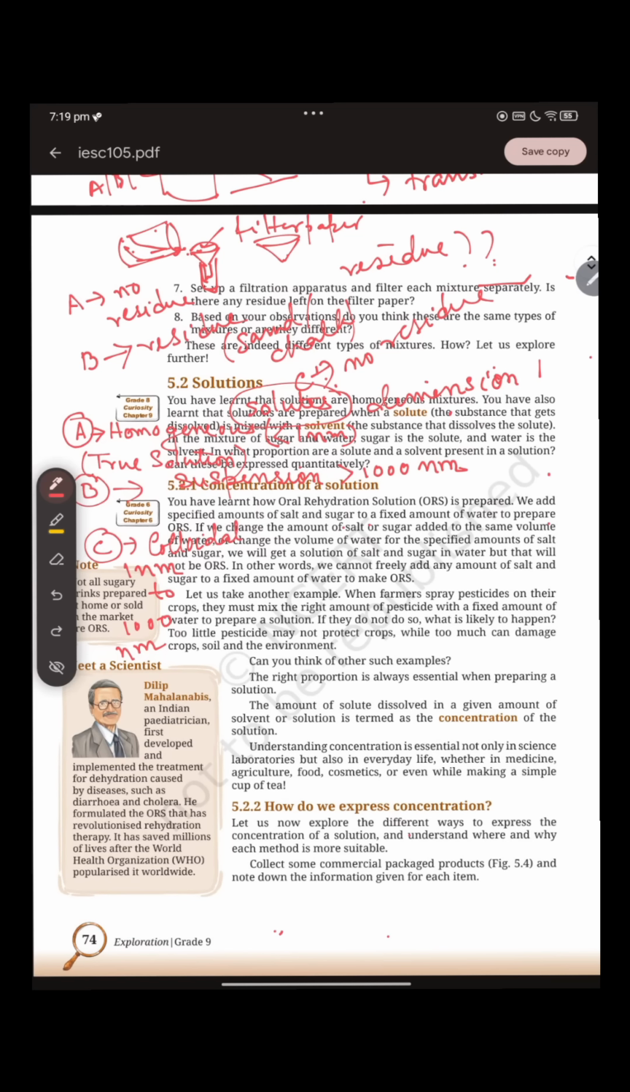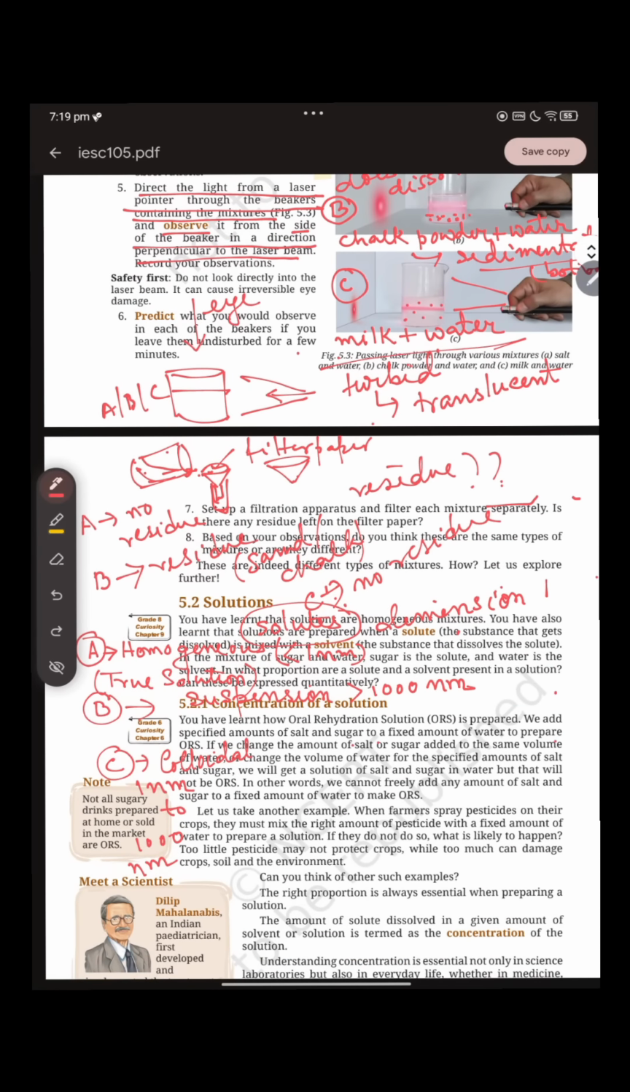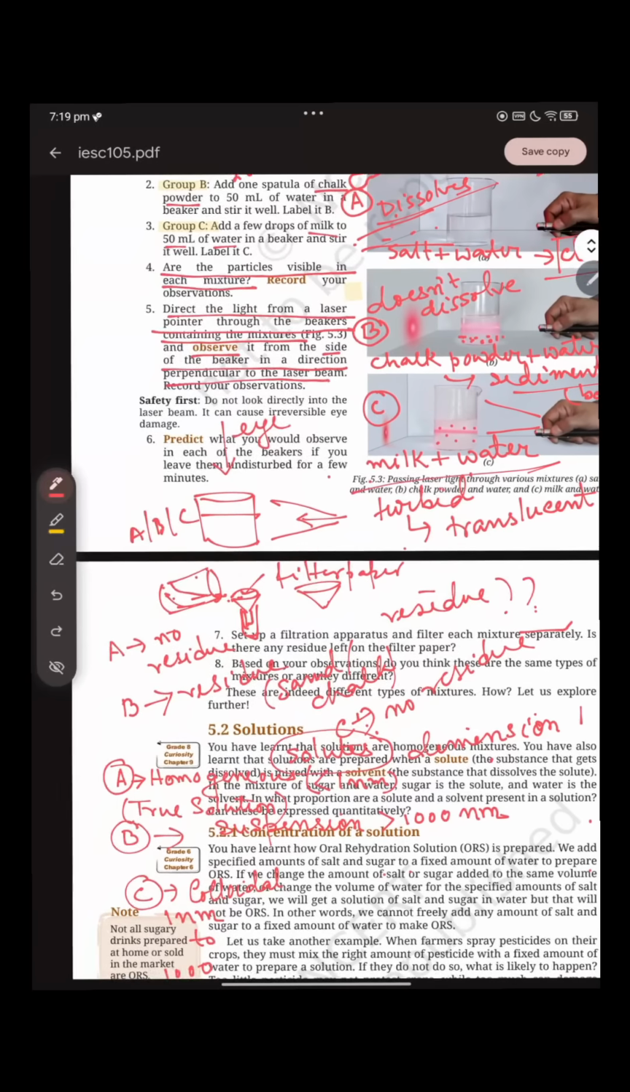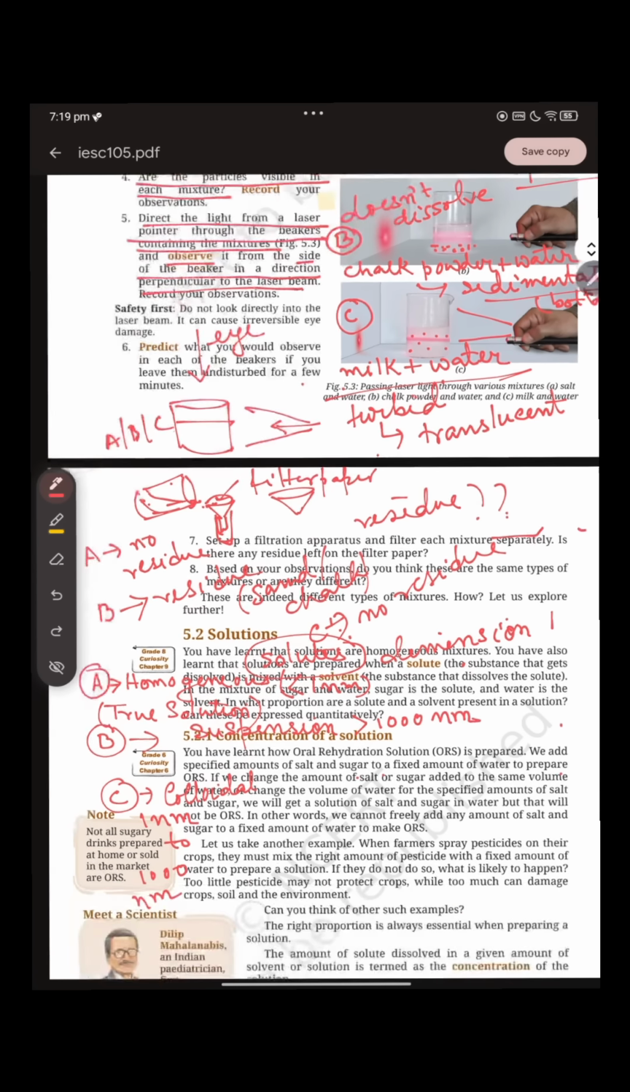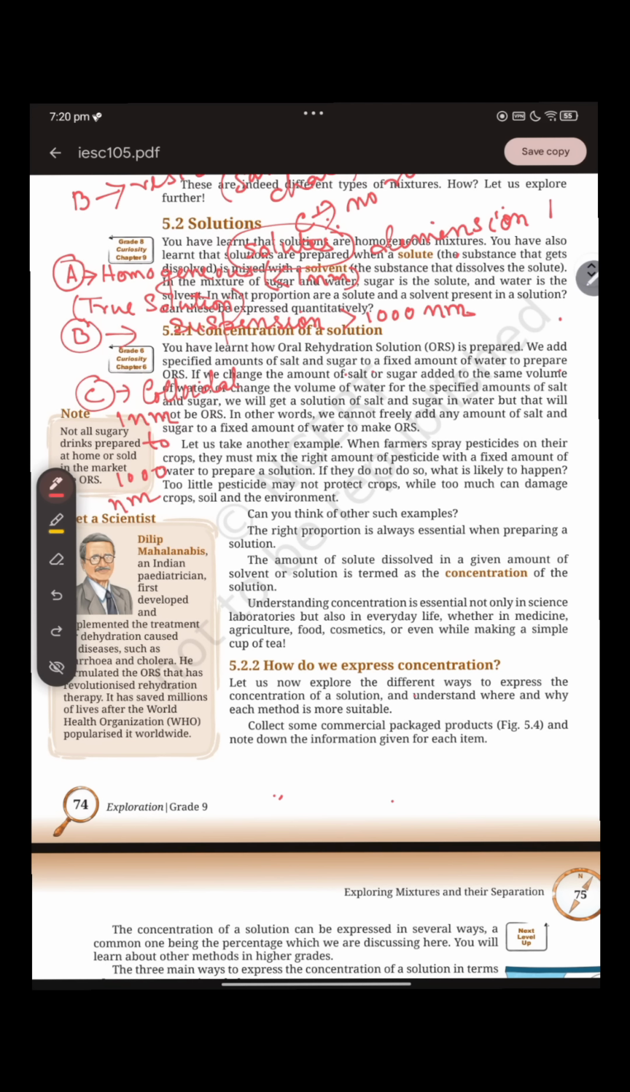And for colloids, milk and water, the particle size is intermediate and can scatter light. I told you about laser. So when you project the laser, what will you observe? You will see that the particles of colloids can scatter light, which is known as Tyndall effect. So explore more about Tyndall effect, and I will give again more videos explaining the difference of these three.